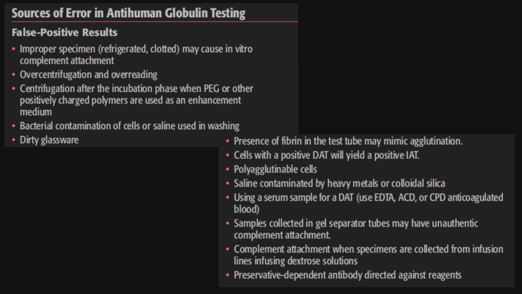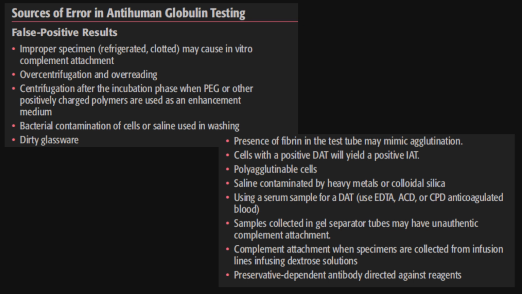So guys, sources of error in anti-human globulin testing, false positive results. First, improper specimen, so refrigerated or clotted. We had this already earlier. Over centrifugation and overreading. Centrifugation after an incubation phase when polyethylene glycol or other positively charged polymers are used. We have bacterial contamination or saline used in washing, and dirty glassware gives false positives. Also the presence of fibrin in the test tube, mimicking agglutination.